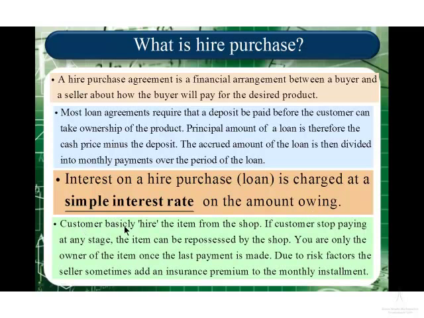Customers basically hire the item from, say, a shop. If the customer stops paying at any stage, the item can be repossessed or taken back by the shop. You are only the owner of the item once the last payment was made. Due to the risk factors, the seller sometimes adds an insurance premium to the monthly installments.